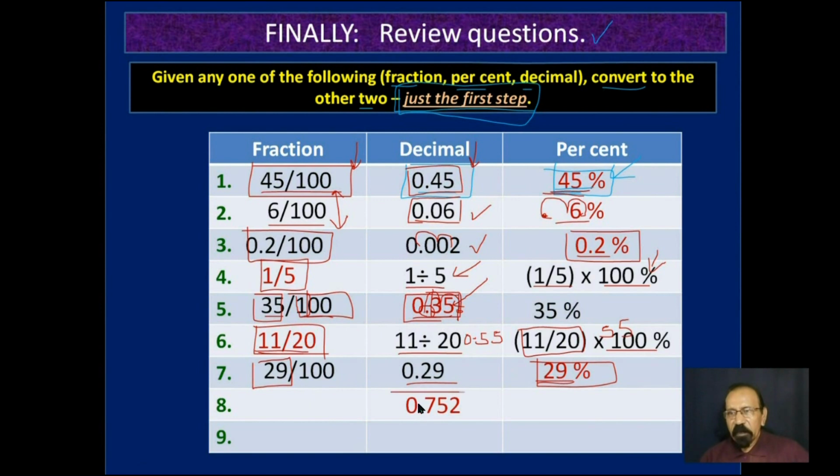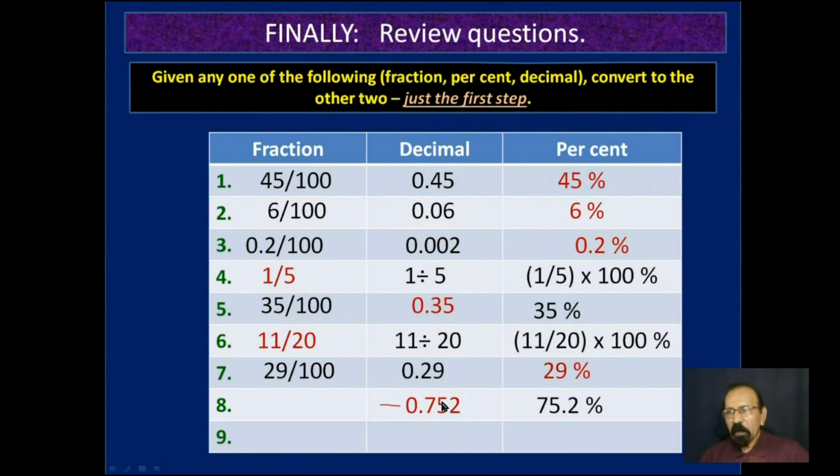Then we have this decimal here, 0.752. If we go to a percent, we will multiply by 100, which means that we will shift the point 2 places to the right to get the percent, which gives us 75.2%. Now, when we go to a fraction, we can write 752 over, and we write 1 for that point, and 3 zeros because there are 3 digits to the right of the decimal point.